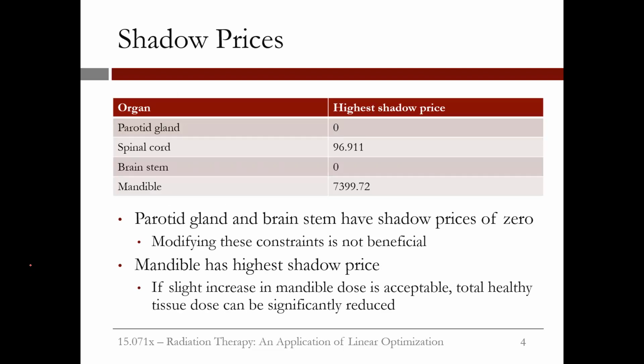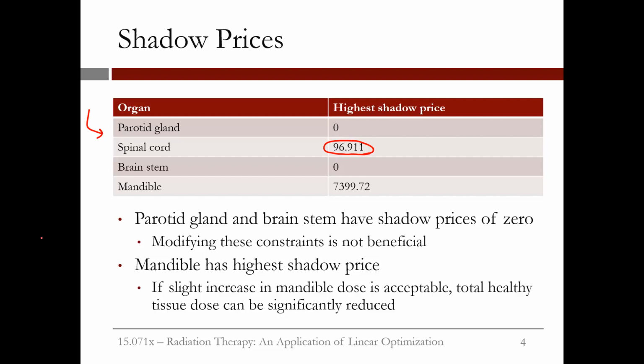Recall that we have a constraint limiting the total dose for each voxel in each critical structure. This table shows the highest shadow price for any one voxel in each critical structure. The parotid glands and the brainstem have shadow prices of 0. This means that we're not even giving the maximum amount of radiation allowed to these structures, so modifying the constraints is not beneficial. The spinal cord has a shadow price of 96.911.